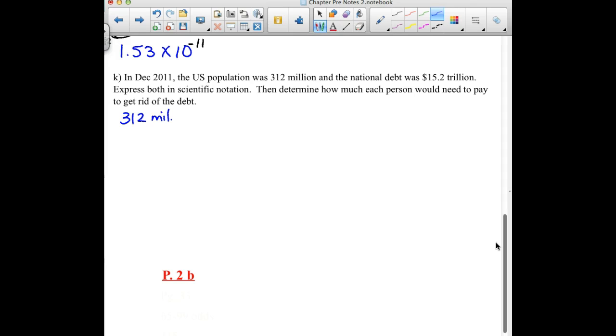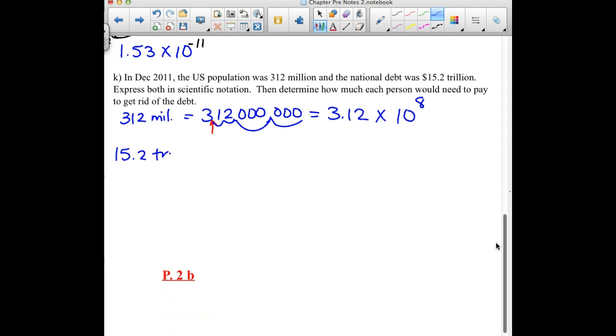All right, in millions, that means we have 6 zeros. So this is equivalent to 312 million, and converting to scientific notation, we would want that decimal to land between the 3 and the 1 here. So we want this to be 3.12 times 10 to the 3, 6, 7, 8. All right, the other number was 15.2 trillion, and trillion has 12 zeros. So we have 15.2 times 10 to the 12th, but converting that into proper notation would be 1.52 times 10 to the 13th.